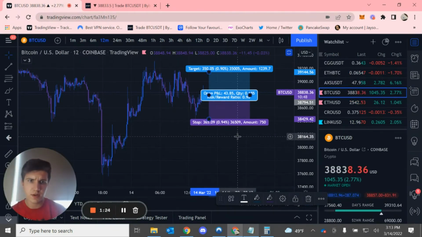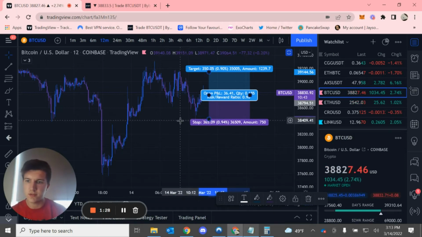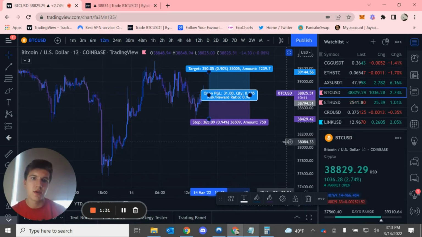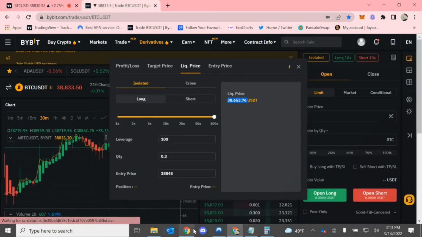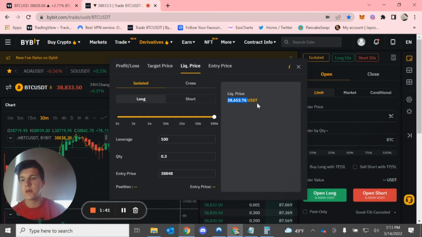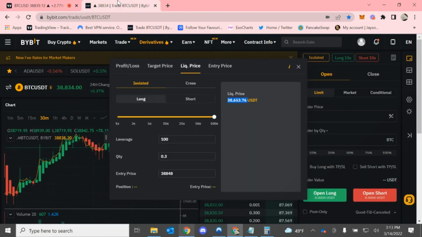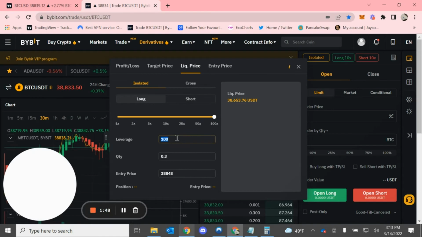So we go back to here and we can see our stop loss amount, the price we get stopped out at, is 38,429. Now we are going to get liquidated and lose all our margin before we hit our 0.94% stop loss. Therefore, this amount of leverage is not optimal for us, so we need to go lower.